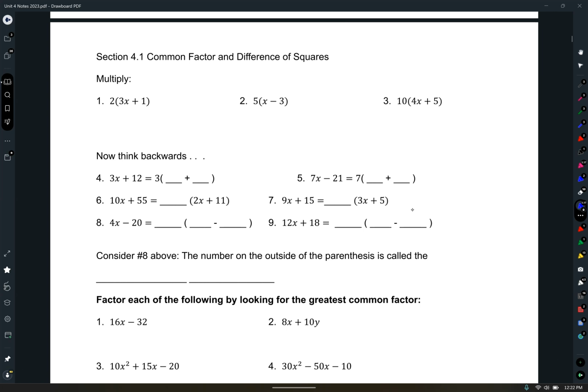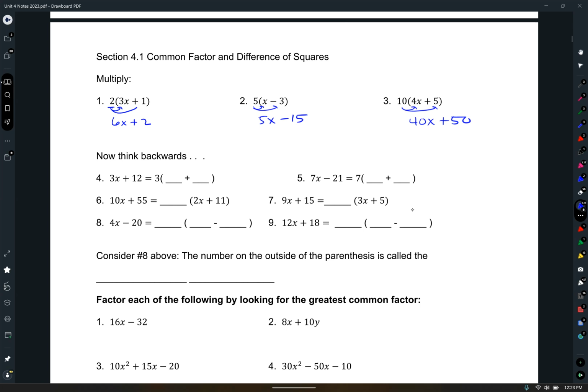If I said we want to multiply this 2 times the parentheses, then I know we would use the distributive property, and so I would get 6x and then plus 2. For number 2, same thing, I would distribute the 5. So I'm going to get 5x minus 15. And for number 3, I would distribute the 10 to both of these, and I would get 40x plus 50. Okay, so that's Algebra 1.